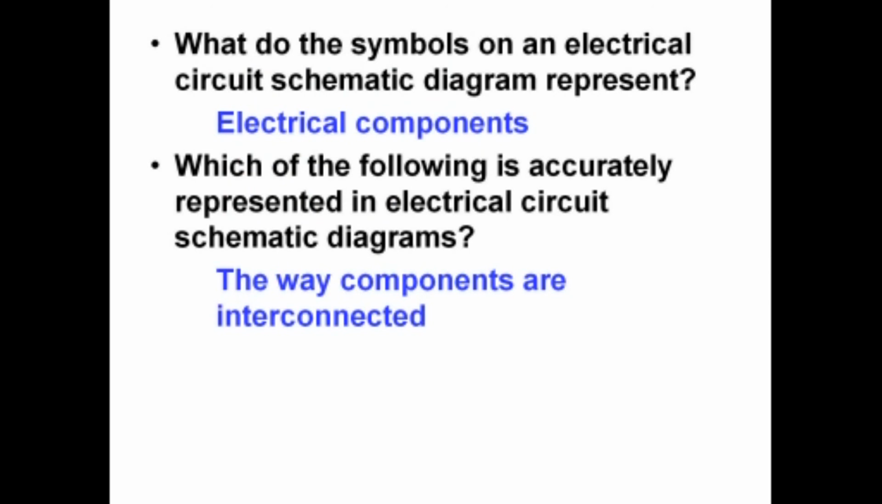What do the symbols on an electrical circuit schematic diagram represent? They represent electrical components, the various components that make up the circuit. Which of the following is accurately represented in electrical circuit schematic diagrams? The way the components are interconnected to each other is what's represented on the schematic diagram. It doesn't show you where they're physically located on a circuit board or in a device. It shows you how they are interconnected.